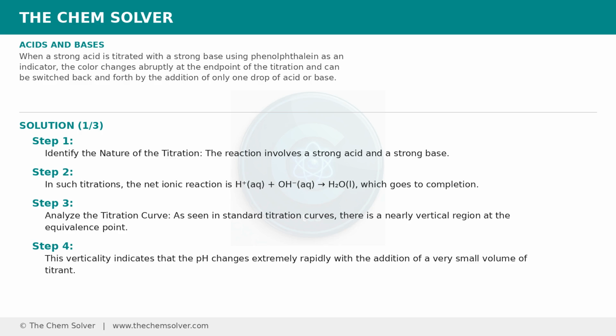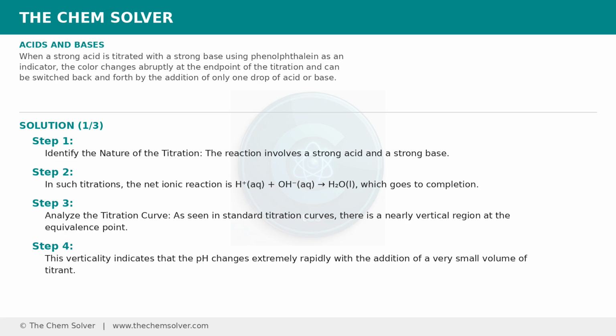Identify the nature of the titration. The reaction involves a strong acid and a strong base. In such titrations, the net ionic reaction is H⁺ + OH⁻ → H2O, which goes to completion.